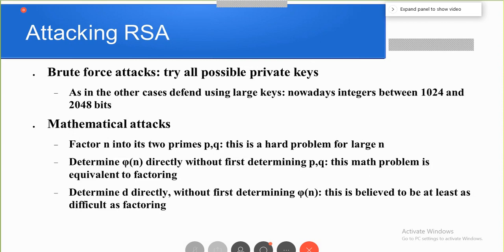The first one is factoring n into two primes, which is not an easy task. Then determining phi of n directly is as hard as prime factorization. Then determining d directly is the same as the first two, as hard as factorizing n into p and q.